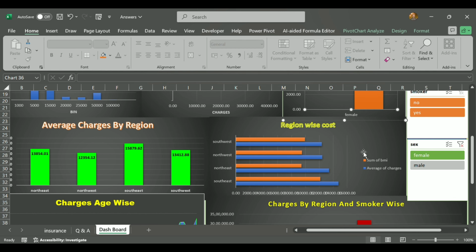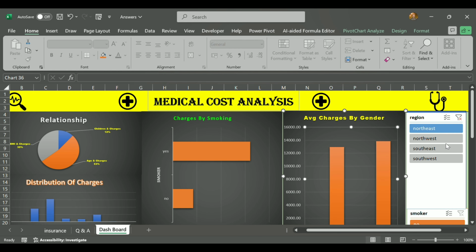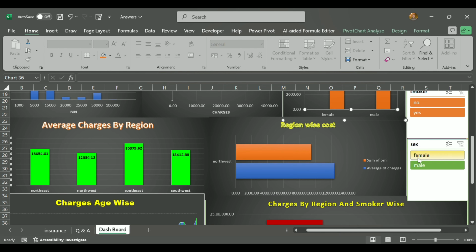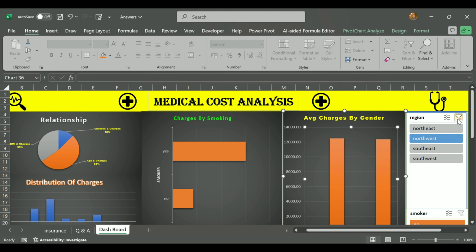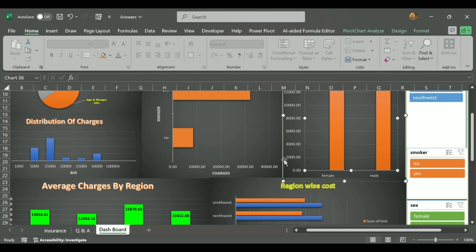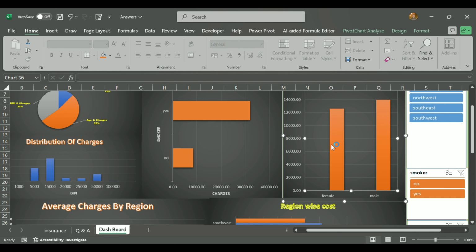For male or female also we can check. It's changing according to our requirement. For northeast, for southwest, southeast, northwest, the data is also changing for male or female. Okay, so we can reset the slicers also. Or compare male versus female charges in the northeast, or even see how non-smokers across different regions are spending.